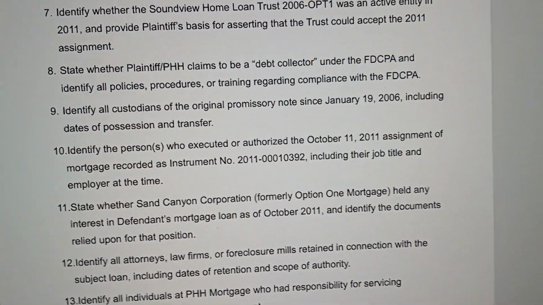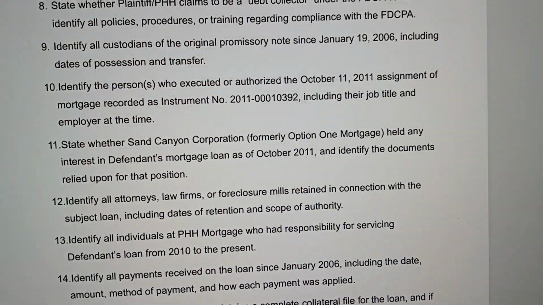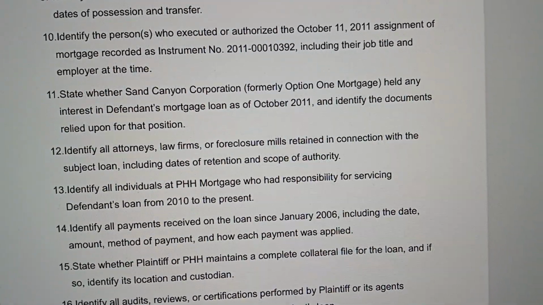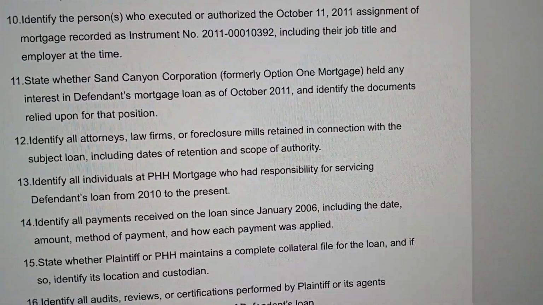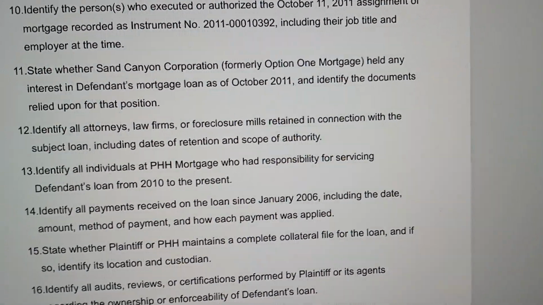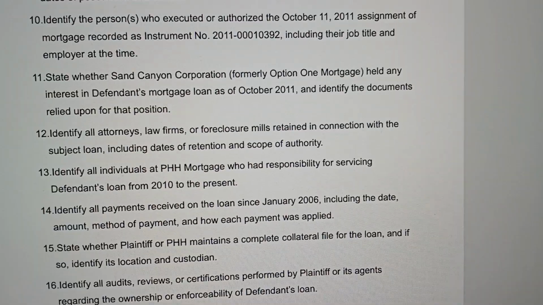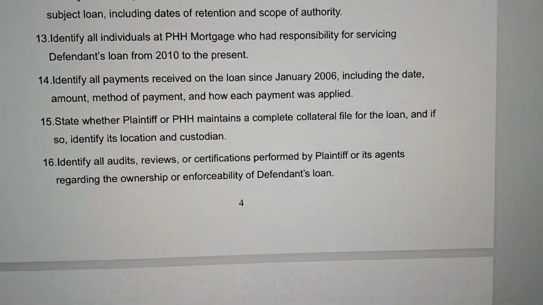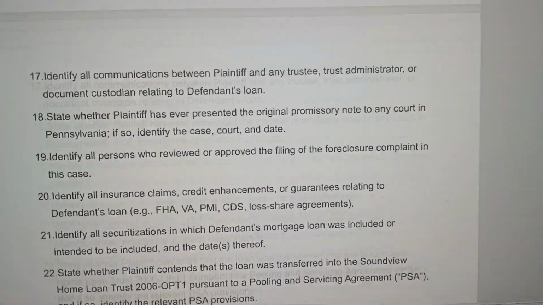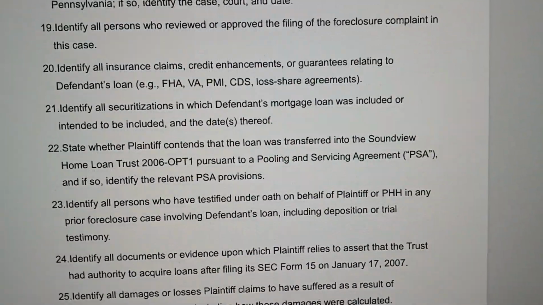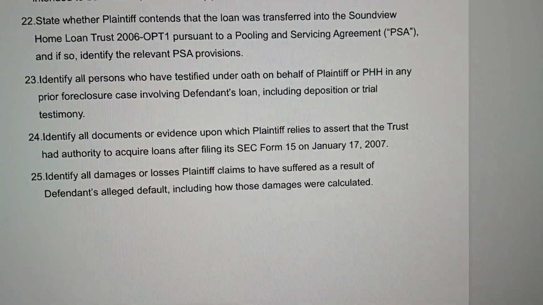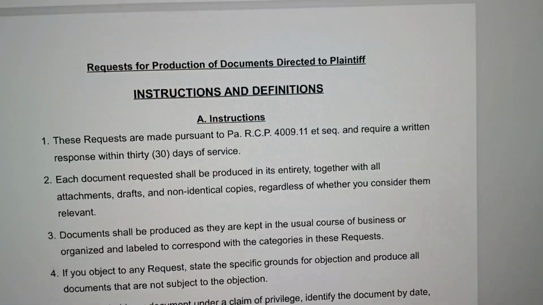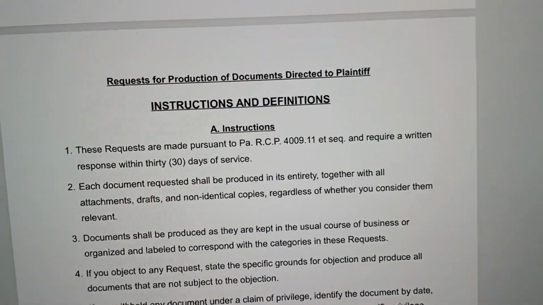And you can see that they're pretty specific questions. Number 12, identify all attorneys, law firms, or foreclosure mills retained in connection with the subject loan, including dates of retention and scope of authority. So we are getting to some really detailed questions that they have to answer. And of course they don't want to answer half of these, you know that, right? But the point is to get them out there, so that way if they don't answer them, we can compel them to answer them.